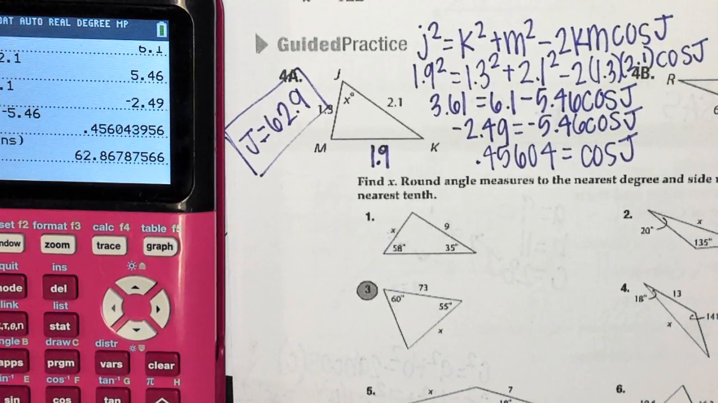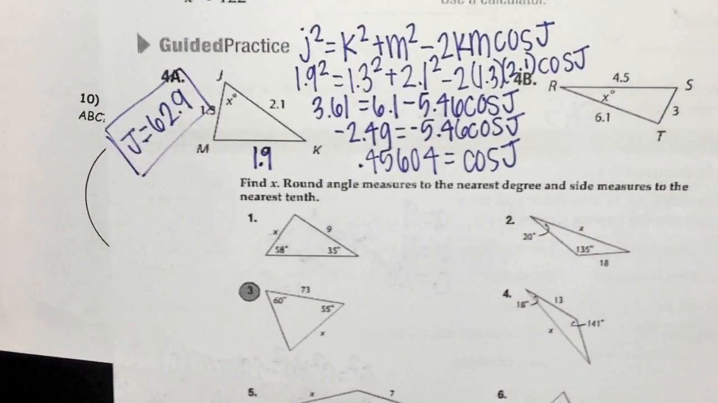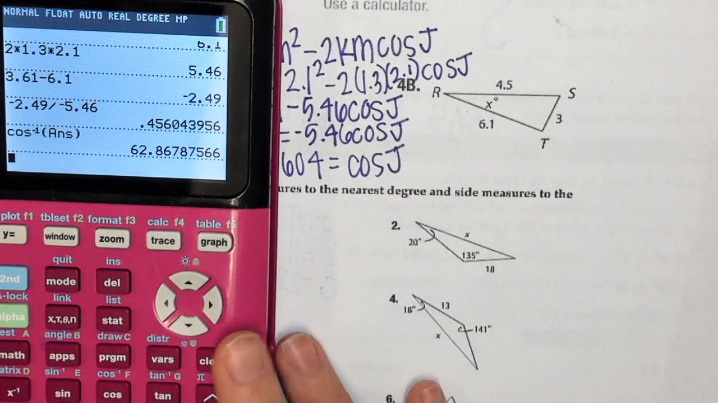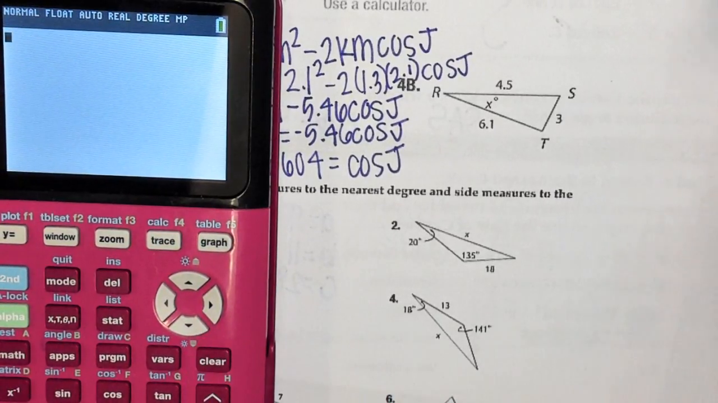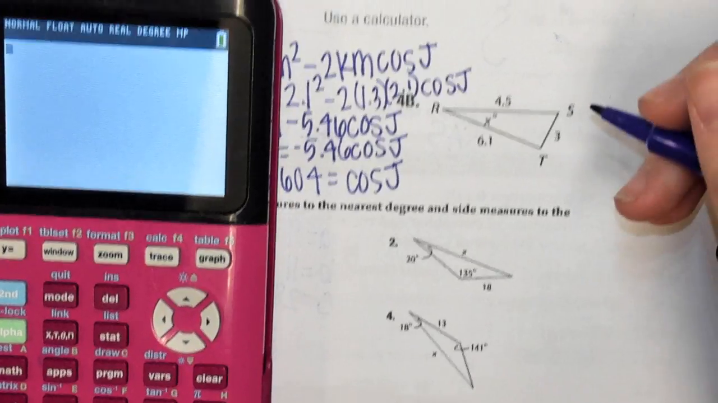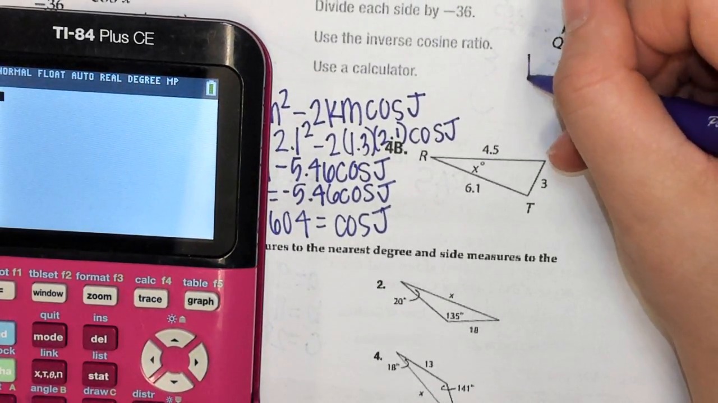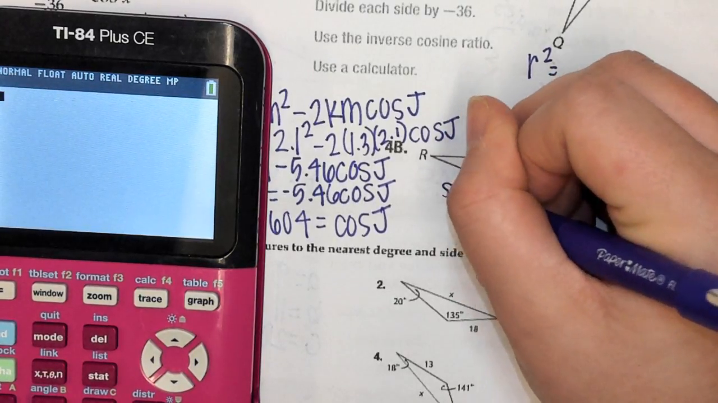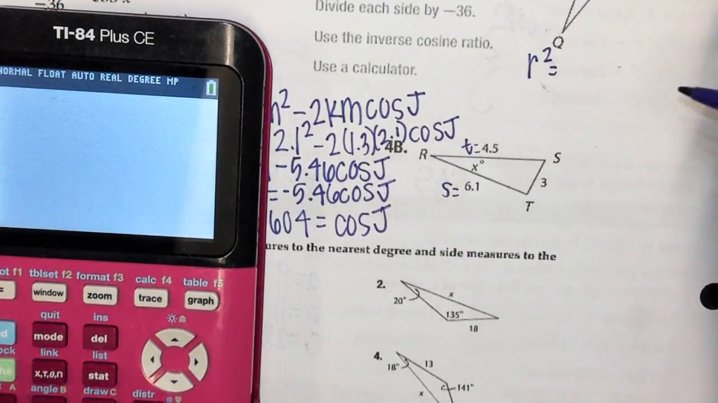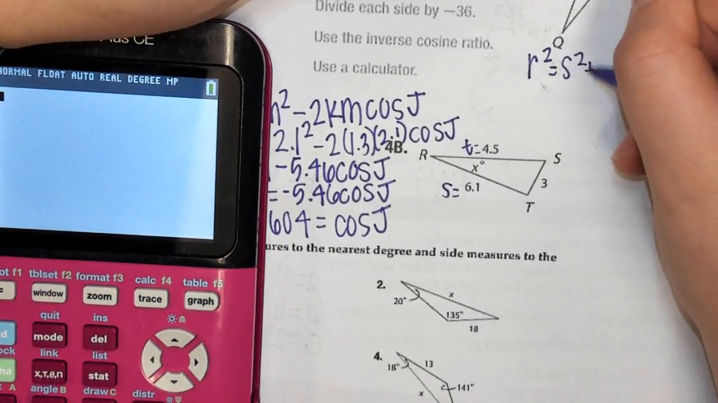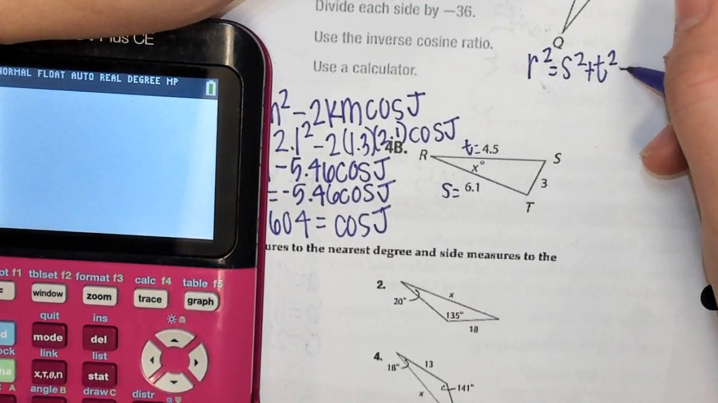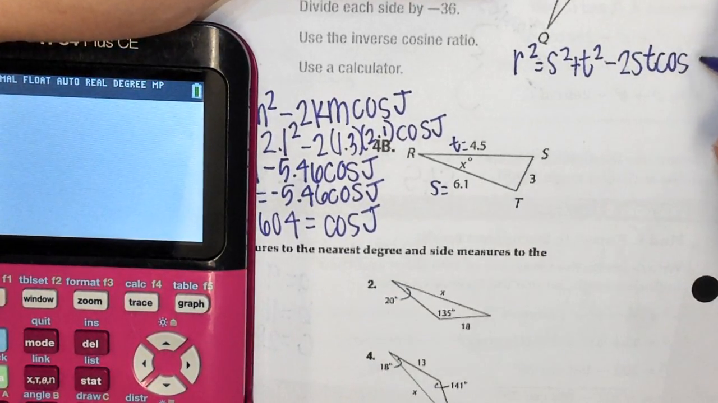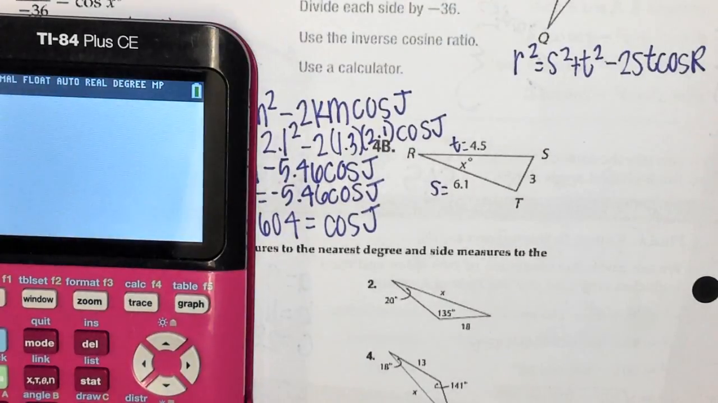All right, let's do one more example. 4b. What am I finding? R. So what goes outside by itself? R squared equals, who else is there? This is S and this is T. So R squared equals S squared plus T squared minus 2ST cosine of big R, angle R.